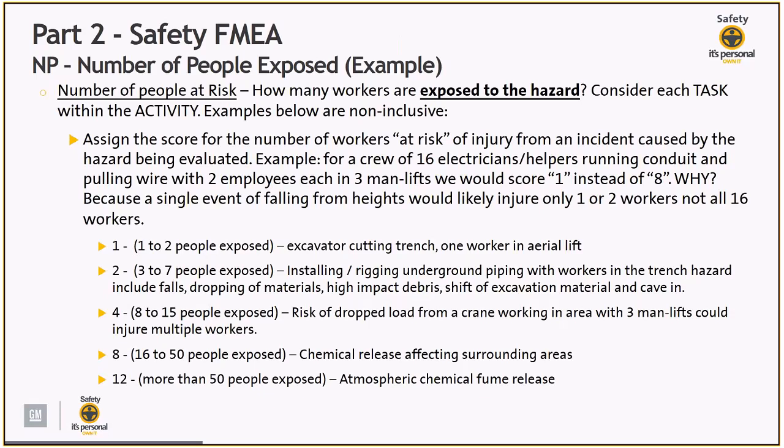So keep in mind, there's a difference between the number of people exposed to the hazard and the number of people working on the task, right? So just make sure you're clear on that and that the seller is clear on that as well.